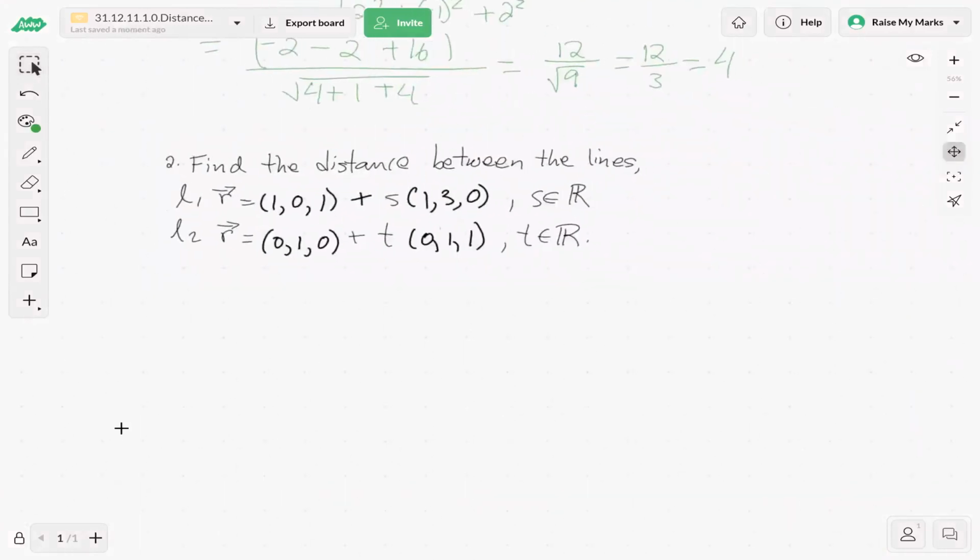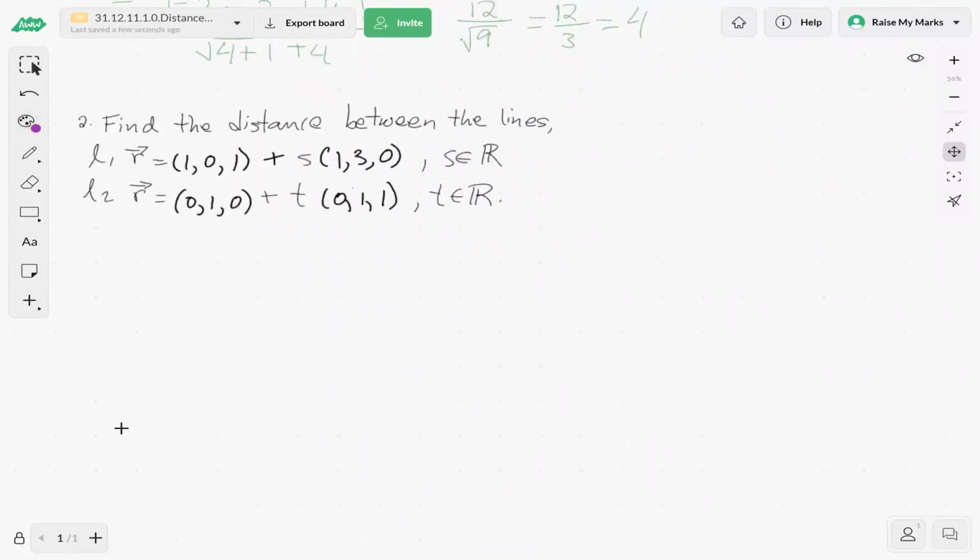So we have 2 lines. Let's draw these 2 lines and sketch them. Line 1 and line 2. Okay.